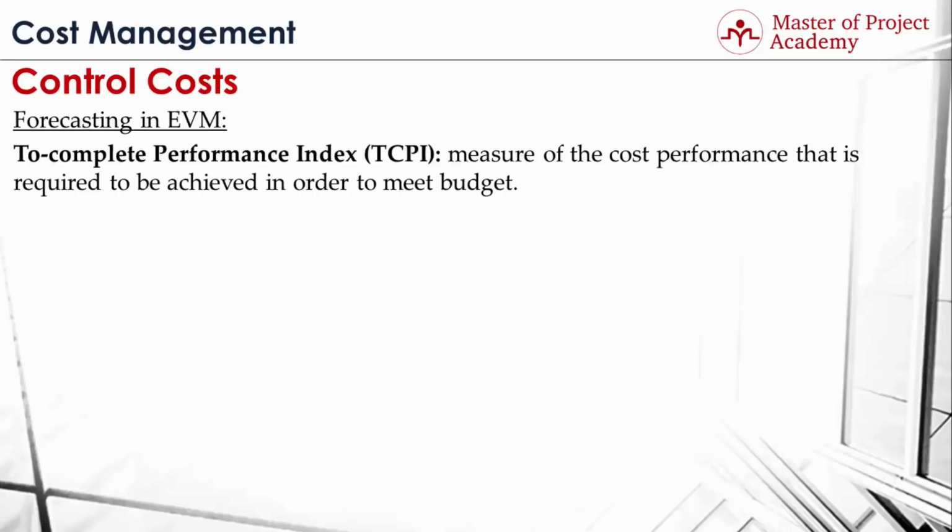TCPI is calculated in two ways. First way is checking whether completing the project at BAC value will be achievable. This is found by subtracting the earned value from the budget at completion value, and then dividing this to the result of budget at completion value minus actual cost.